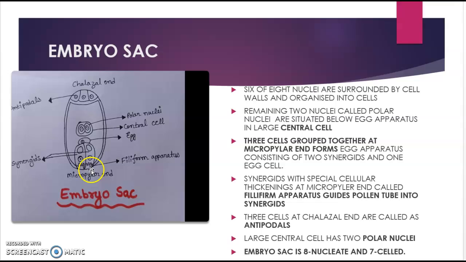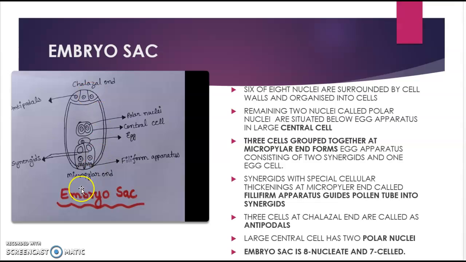Then in the synergids, the filiform apparatus is also present. These are leaf-like structures, and this filiform apparatus helps in the entrance of the pollen tube during fertilization. Now the two polar nuclei are surrounded by one cell wall, and this cell is known as the central cell.